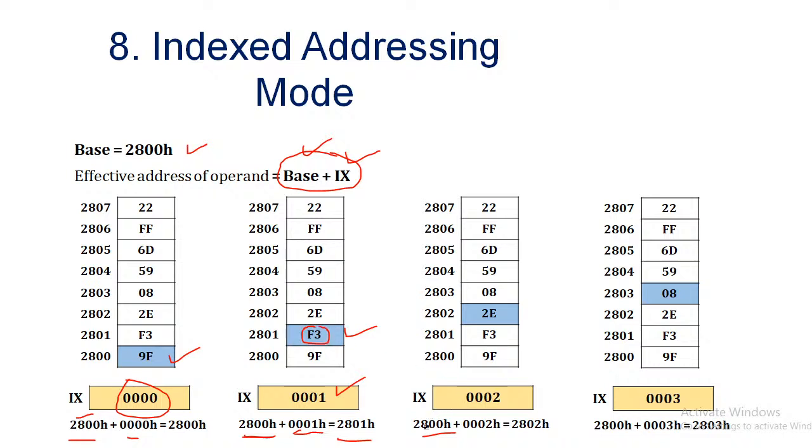Okay, so 2800, the IX value, that is the index value, is 0002. It will be added, and you will obtain 2802. So 2802 means this value will be fetched. So this is the way. The point I mentioned is that the base value is fixed, it is not changing, but the index values are previously 0000, then 0001, then 0002, 0003. This is the way it changes. The index is changing, but the base value is fixed.